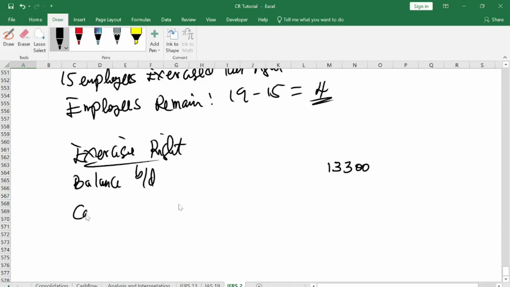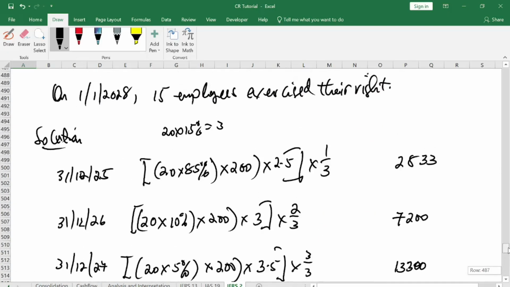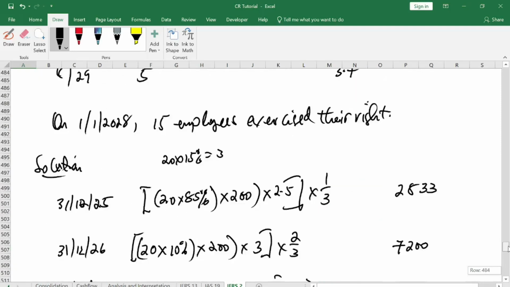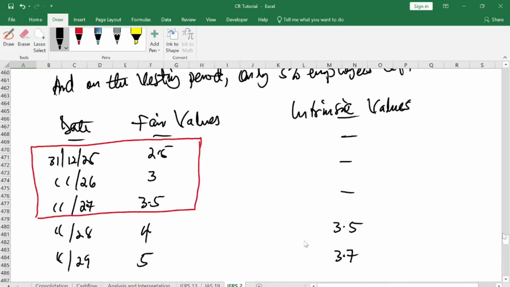So you come here, you say cash settlement. How many employees are exercising their right? You have 15 employees who want to exercise their right. When are they exercising their right? They are exercising their right the following year, 2028. When we look at the following year, 2028, what is the intrinsic value? The intrinsic value as at 2028 is how much? It's 3.5 here.